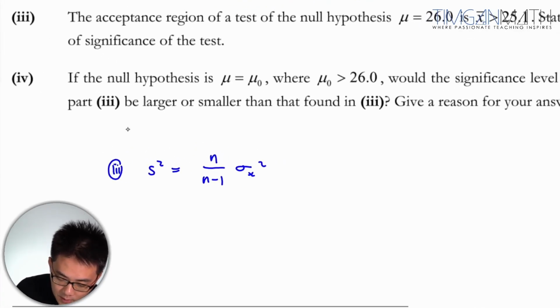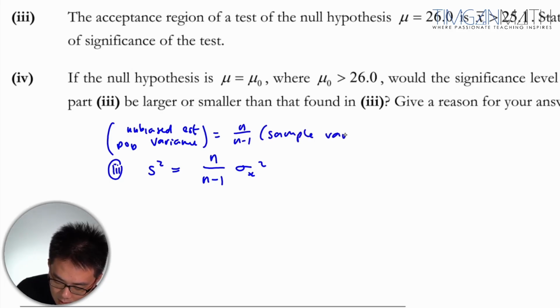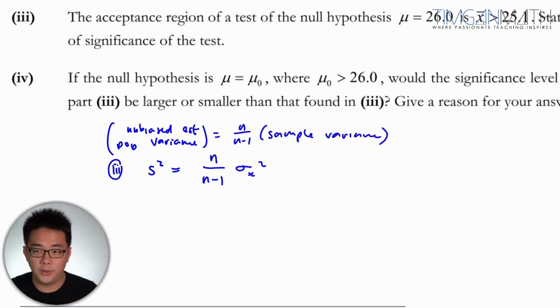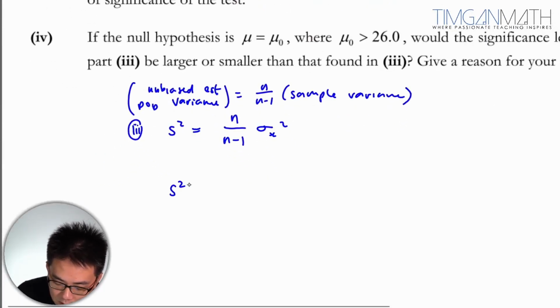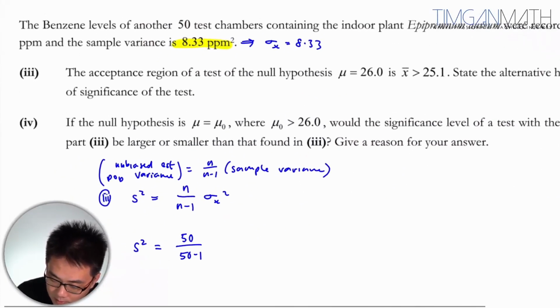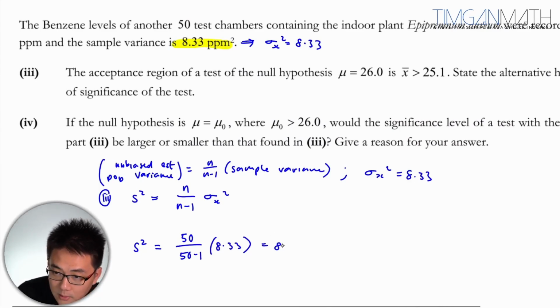So the unbiased estimate of population variance is equal to n over n minus 1 times the sample variance. This is something students typically have problems understanding. So n is 50, so it's 50 over 50 minus 1, times the sample variance of 8.33. Just key this in and you'll get 8.5.